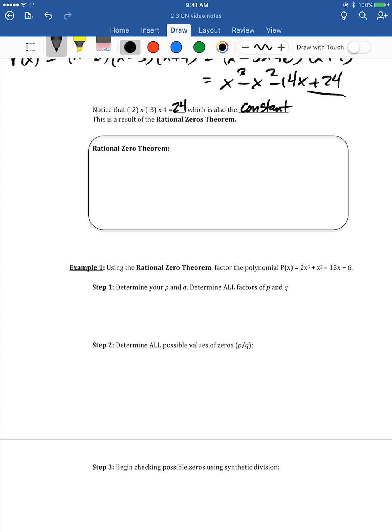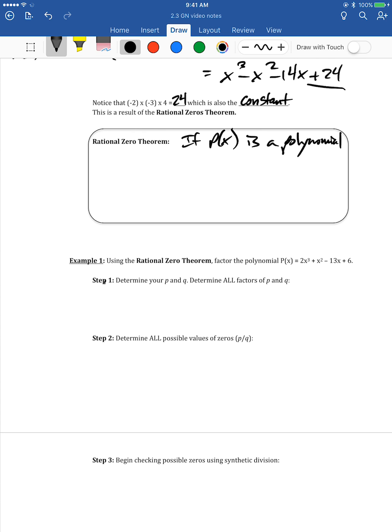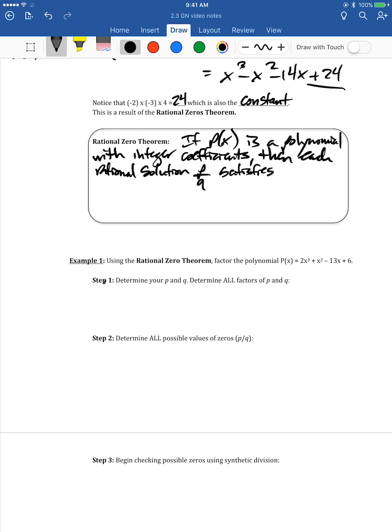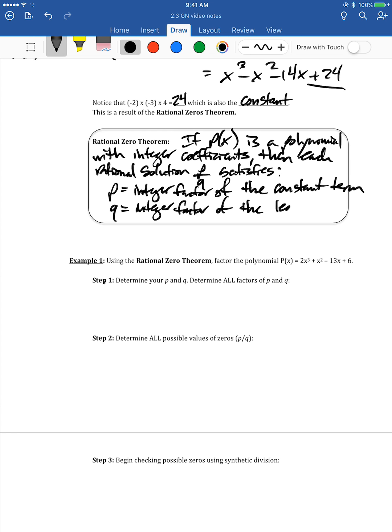The rational zeros theorem. If p of x is a polynomial with integer coefficients, then each rational solution p over q satisfies: p is an integer factor of the constant term of our p of x, and q is an integer factor of the leading coefficient of our polynomial p of x. So that's a very mathy definition.